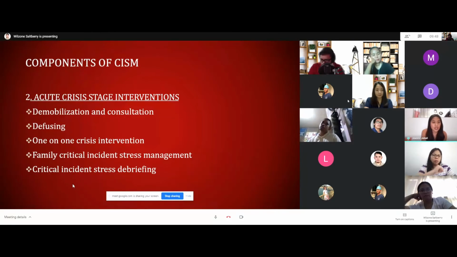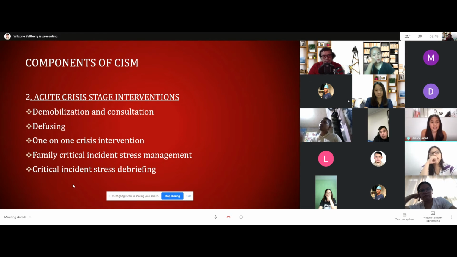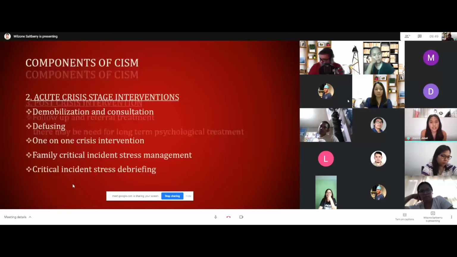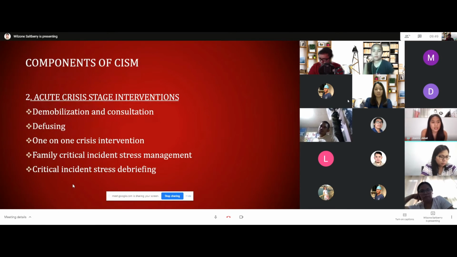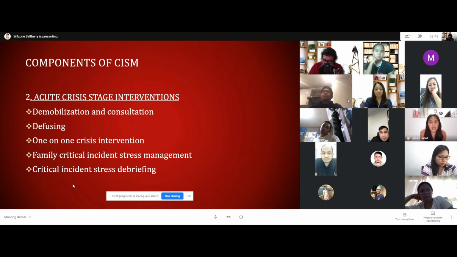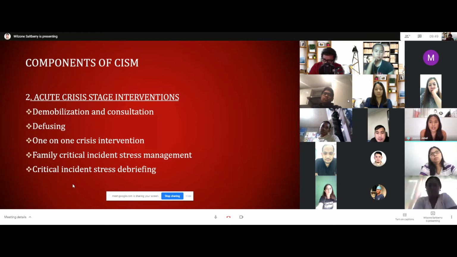The next component is acute crisis stage interventions. Under this, we have demobilization and consultation. It occurs immediately after the incident and usually lasts 10 to 15 minutes. The goal of this one is to assist individuals in managing their preliminary reaction to the events. The next one is defusing. It is the extension of demobilization and consultation. The goal is to recall the critical incident, offer support, and allow the persons involved to express any concerns. This typically lasts for 1 hour.